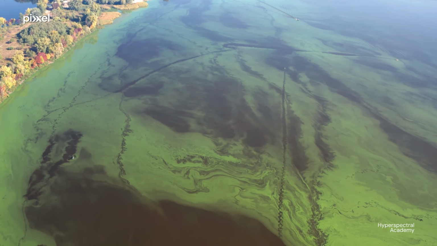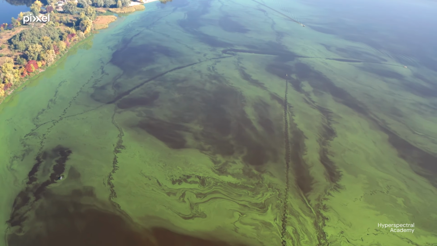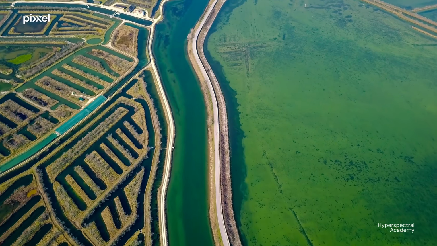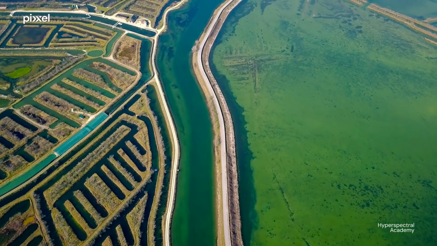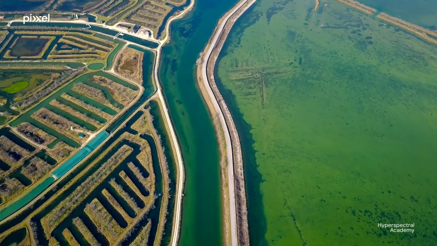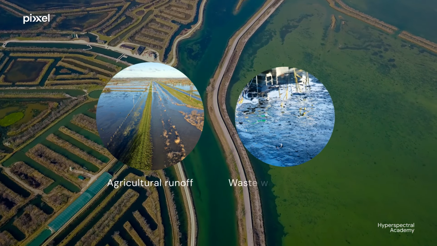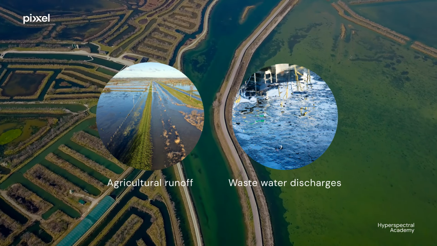Algal blooms, particularly those involving cyanobacteria or blue-green algae, can have significant negative impacts on water quality, aquatic life, and human health. These blooms are often driven by an excess of nutrients like phosphorus and nitrogen, which can result from agricultural runoff, wastewater discharges, and other anthropogenic sources.